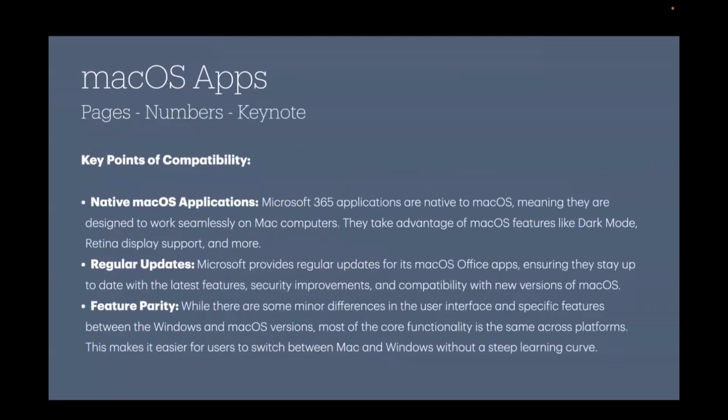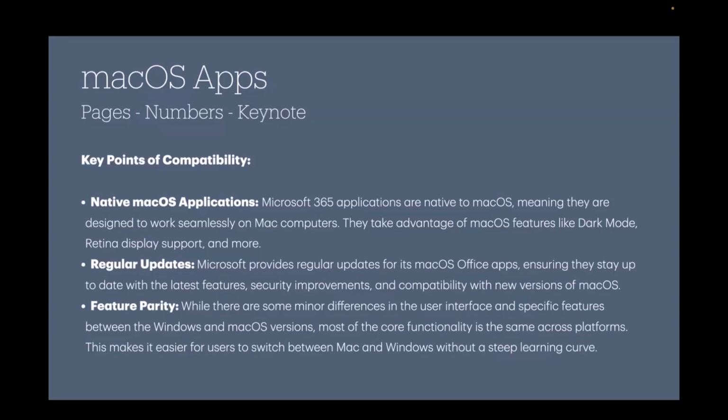Some of the key compatibilities of Microsoft 365 are that it is native to Mac OS, meaning that it's designed to work seamlessly on Mac computers. They take advantage of all the Mac's features as far as Retina display support and more. It also has regular updates for its macOS Office apps, ensuring that they're up to date with the latest features, security improvements, and compatibility with new versions.